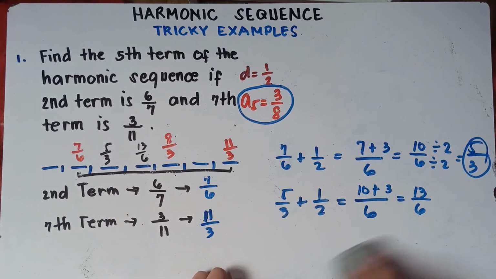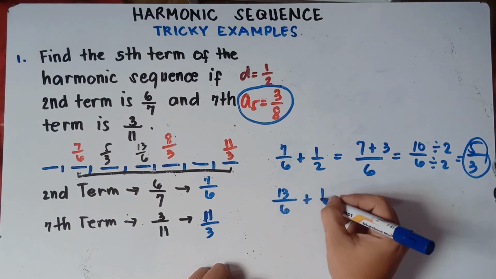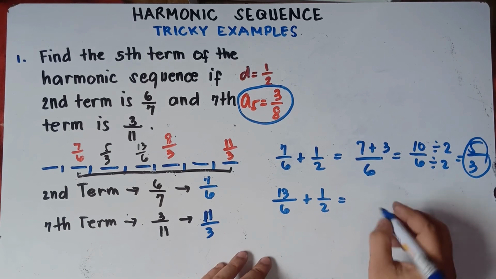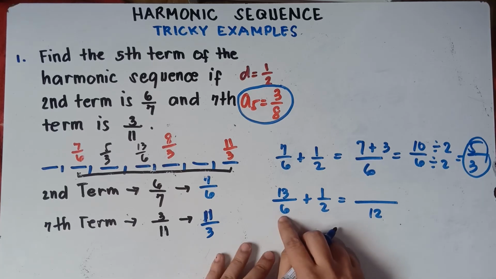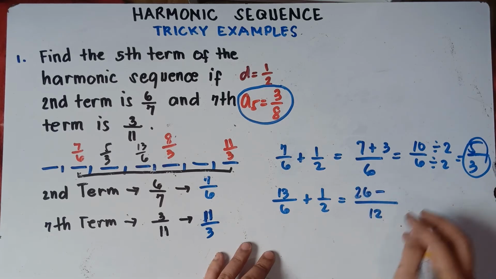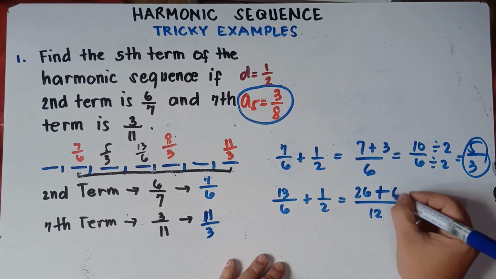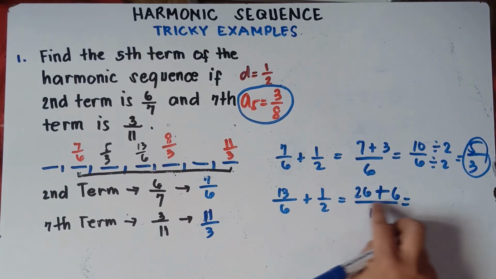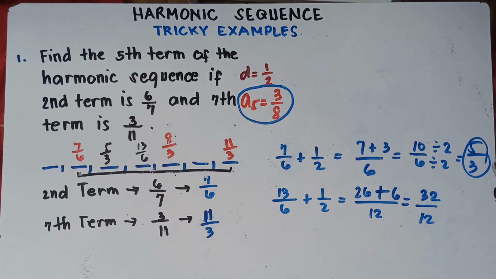Alright, let's have the fifth term. So 13 over 6 plus 1 half equals, so the LCD is 12. 12 divided by 6 is 2 times 13, that would be 26, plus 12 divided by 2 is 6 times 1 is 6. Alright, so 26 plus 6, that would be 32 over 12. Now reduce the fraction to the lowest term. You can divide it by 4, right?